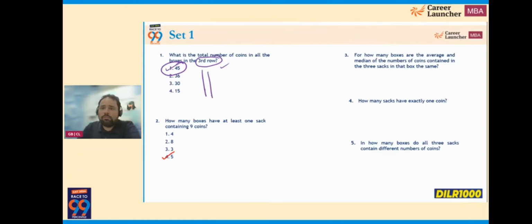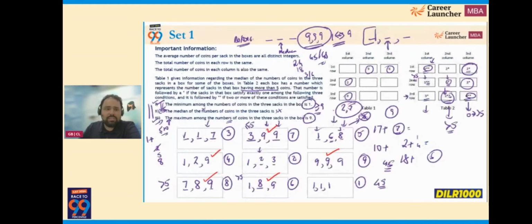For how many boxes are the average and median of the number of points contained in the three sacks the same? So for how many boxes are the average and median the same? 3 and 1 not the same, 7 and 9 not the same, 5 and 6 not the same, 7 and 2 not the same, 2 and 2 same, first same, 9 and 9 same, second box, 8 and 8 same, third box, 1 and 1 same. So there are 4 such boxes.